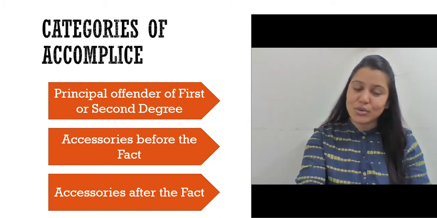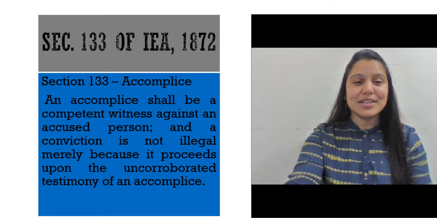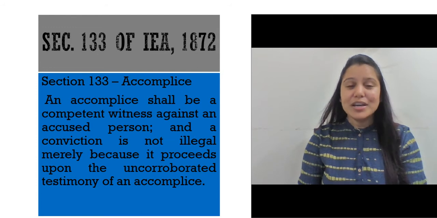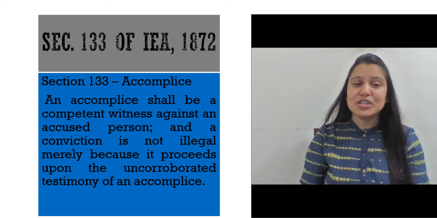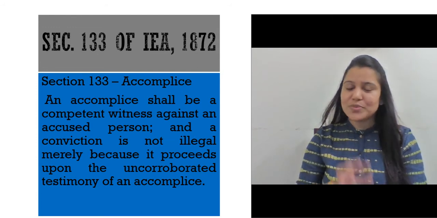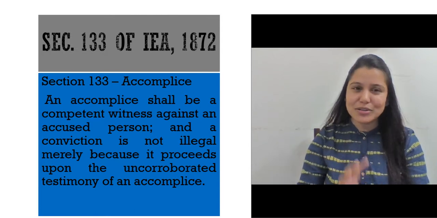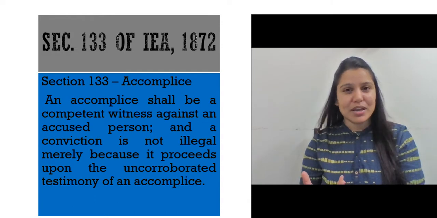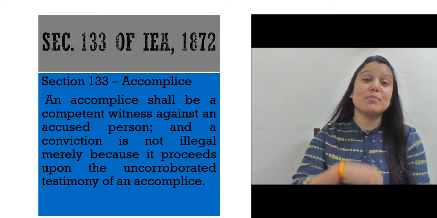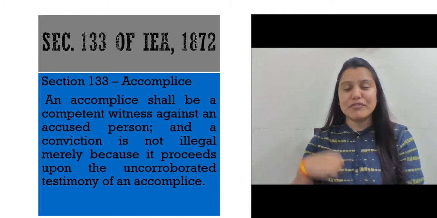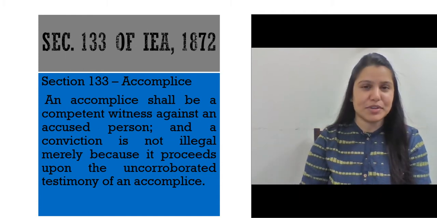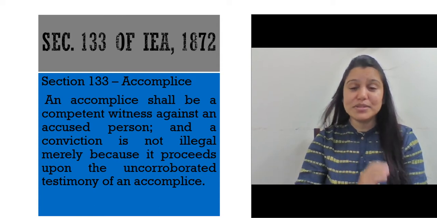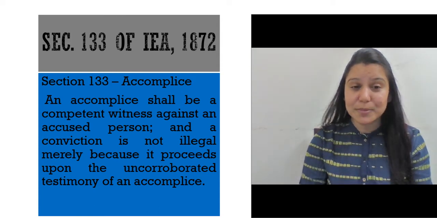Right now, how do they help and what is there, we will get to see under section 133. Now, an accomplice shall be a competent witness. So we have got the term. What do we understand by accomplice? He could be a person who is just helping. Just helping means it could be before the offense, after the offense, or during the offense. Now, an accomplice shall be a competent witness against an accused person.